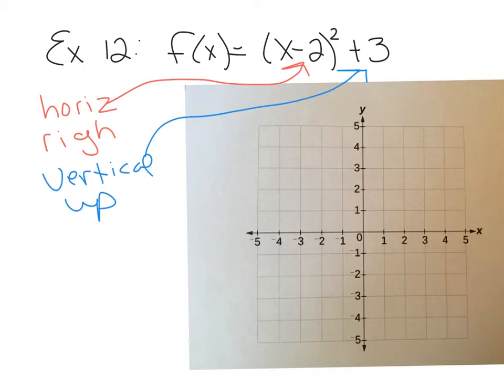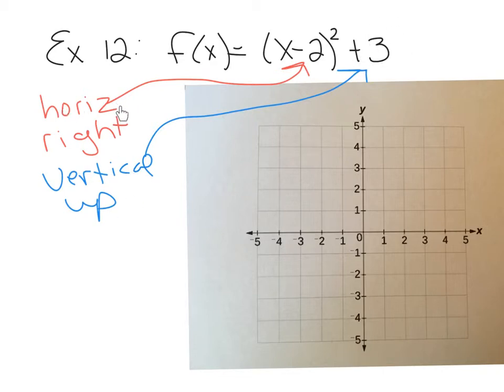So we covered these in the last video, that the horizontal shifts are inside the square and they're the opposite direction of the sign. So not going to the negative, but going to the positive. So this will be a shift right. The vertical shifts are on the outside of the square, and of course they go with the sign.